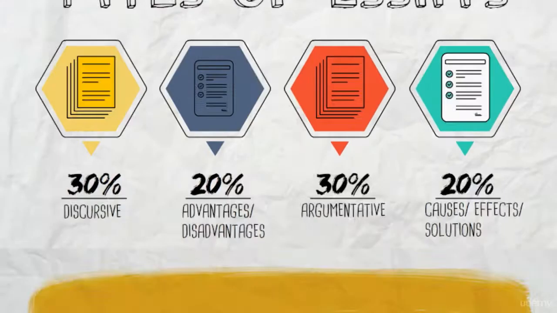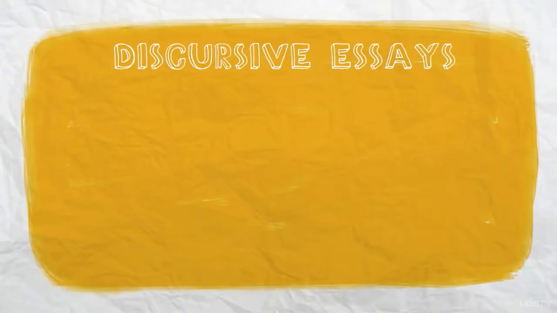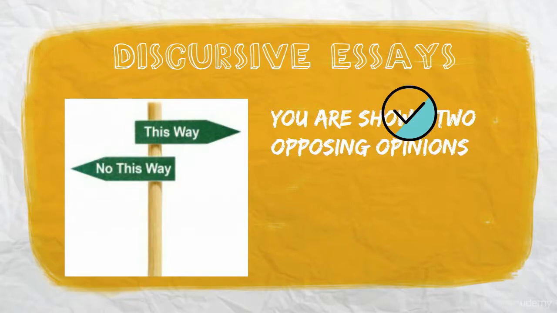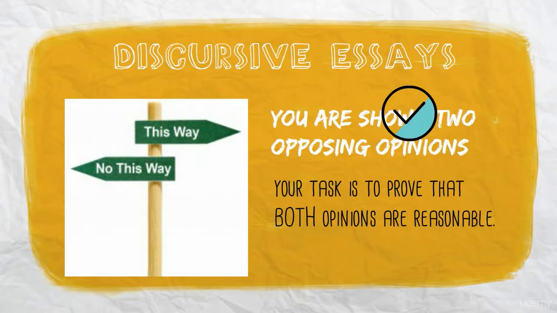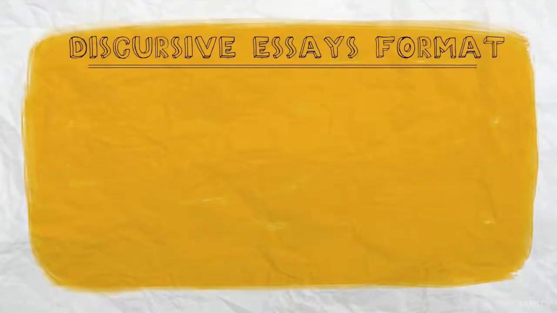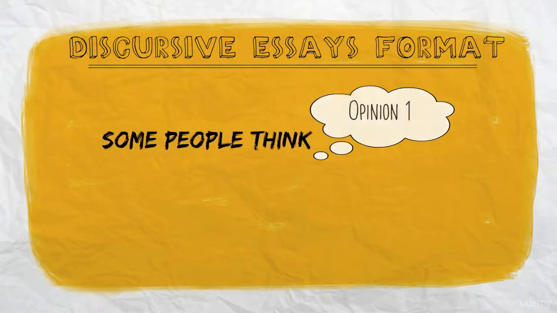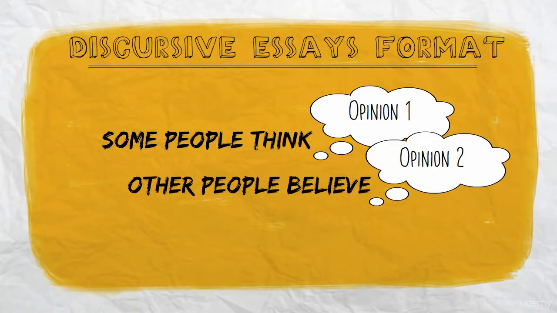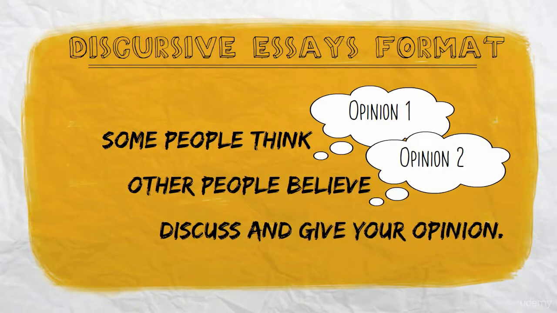Now let's look at the first type, which is discursive essay. With this question type, you are shown 2 opposing opinions, and your task is to prove that both opinions are reasonable. The format of the questions of discursive essay is like this. Some people think, opinion 1. Other people believe, opinion 2. The question is discuss and give your opinion.